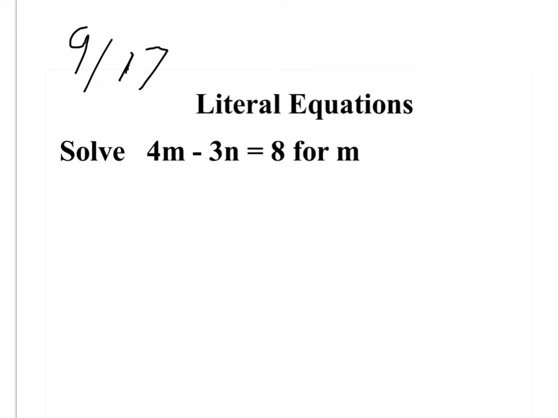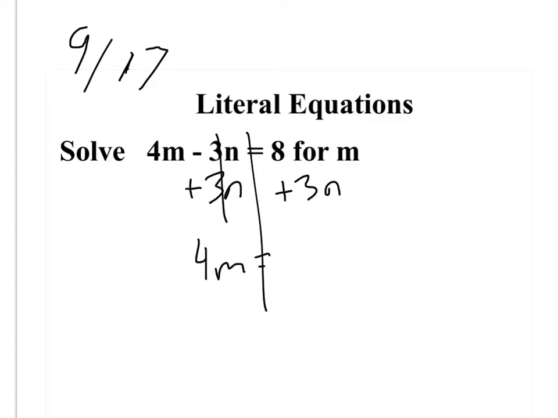Alright, today we're doing literal equations. It says solve 4m minus 3n equals 8. What this means is solve for m, we're going to get m by itself. It tells you which variable we want by itself. So first thing I do is I get everything away from it. So I'm going to add 3n to both sides.